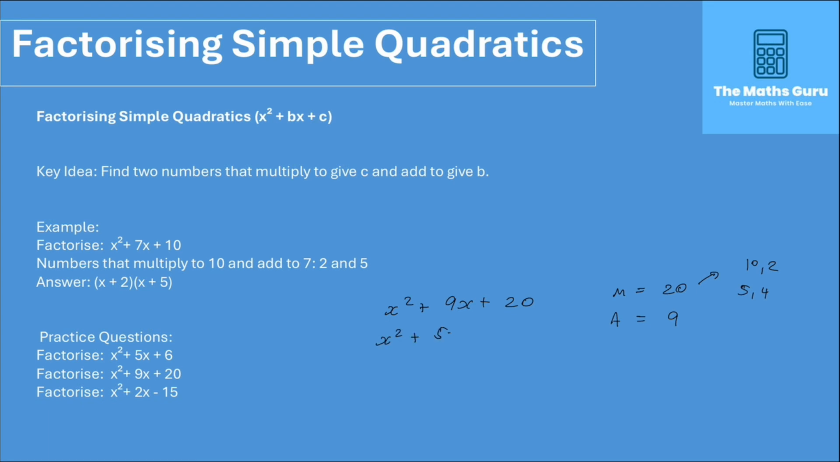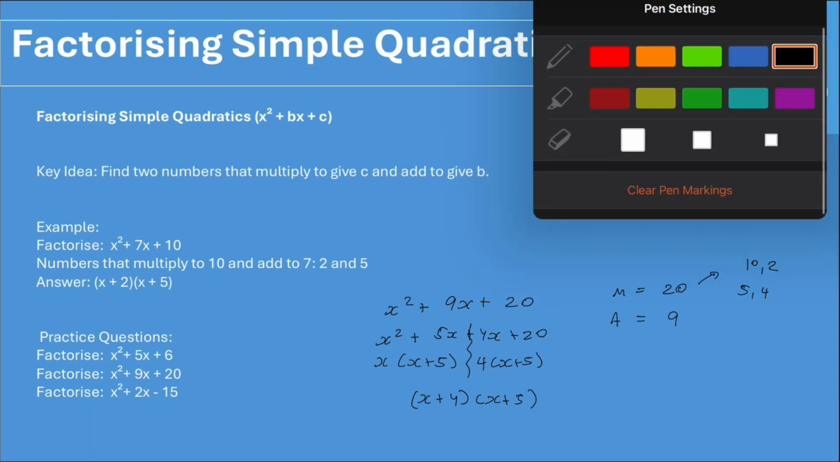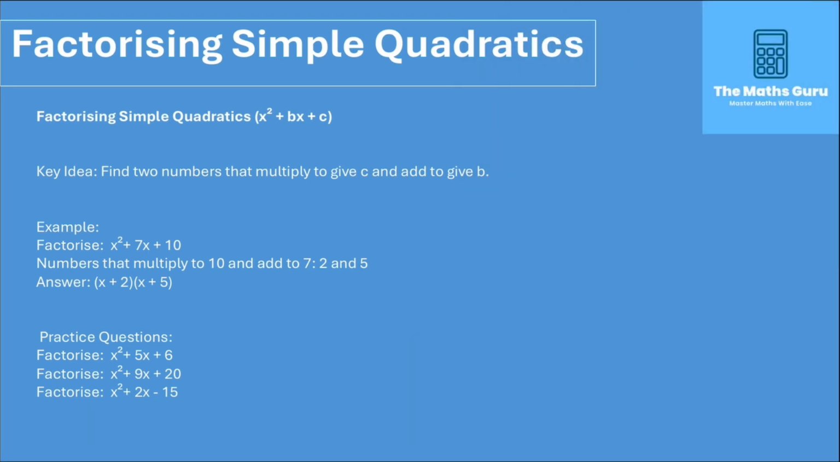So break down the 9x into 5x, 4x, and we get, drawing a line down the middle, taking our highest common factor, we get x plus 5, and then we use x plus 5 to see what do we need to times x plus 5 to get 4x plus 20, and obviously we need to times by 4. So x plus 4 and x plus 5 are our factorized form.